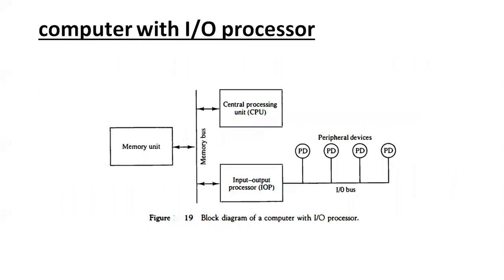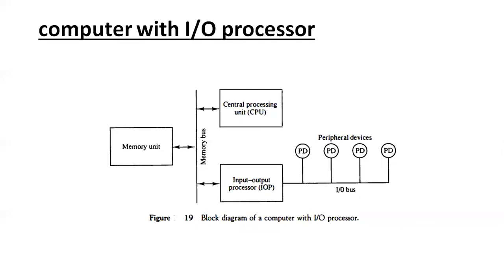Now, the computer with an I/O processor. The block diagram of a computer with its own I/O processor is shown here. The central processing unit, that is the CPU, and the input-output processor are both connected with the memory unit using the memory bus. The memory unit is connected to the CPU and the I/O processor in a two-way direction, so at the same time one can transfer data in both directions. Reading and writing, both operations of data transfer, can be done in a single way.